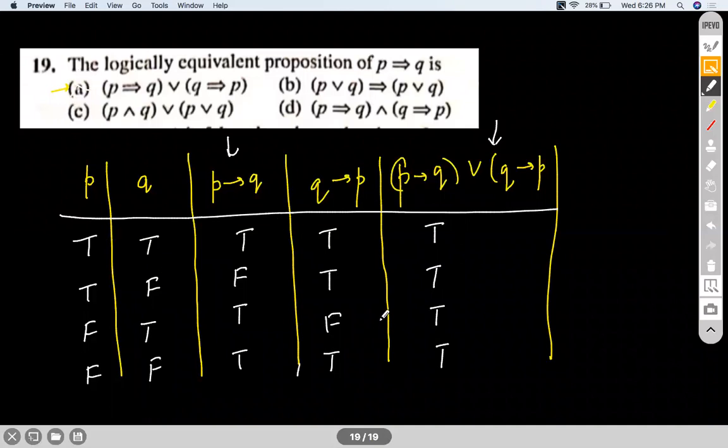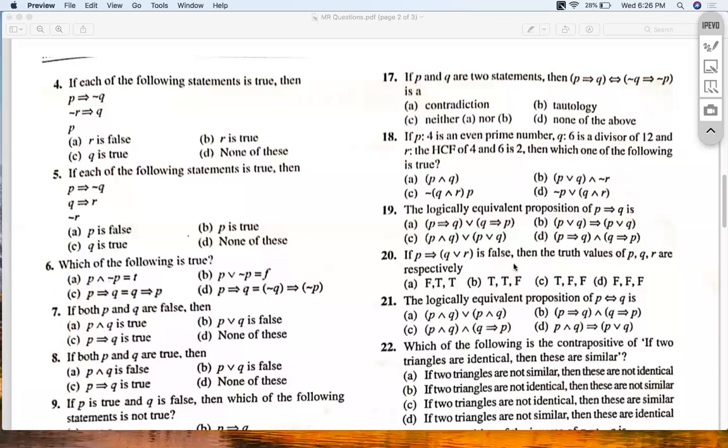Yes, sir. Even if you take their and, you realize true, true, false, true. It also doesn't match with this. Oh, they should have given Q implies P and then probably and here and then it'll be correct. But two mistakes didn't make it right this time. Let's do 21.